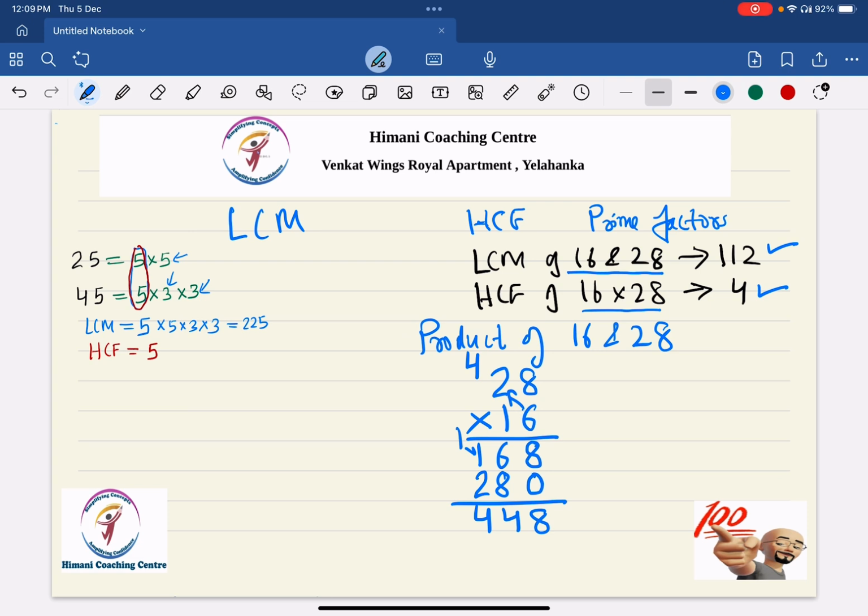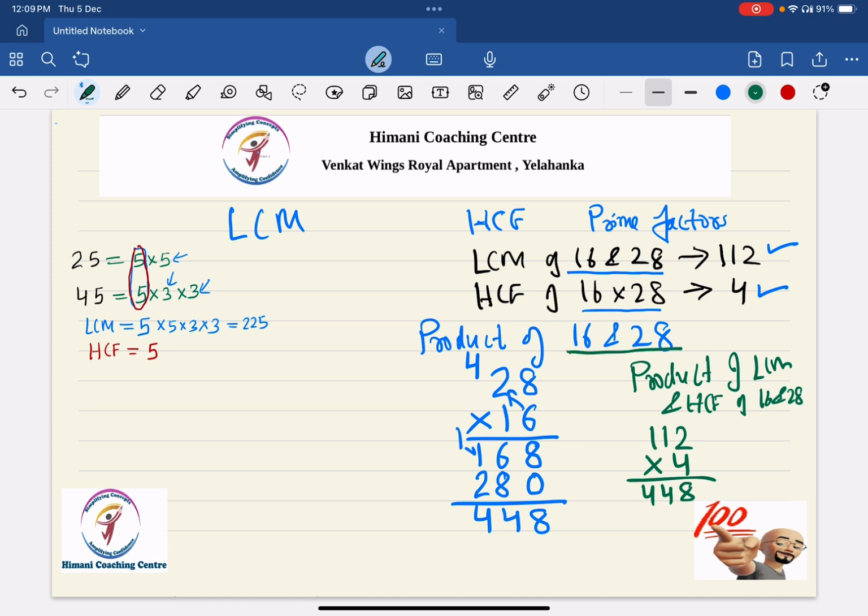Okay. Now, let us find the product of LCM and HCF of 16 and 28. So what was the LCM? 112. What is the HCF? 4. So what is the product? Let's do that. 4 times 2 is 8. 4 ones are 4. 4 fours are 4. Kids, now can you see the product of 16 and 28 and the product of their HCF and LCM is equal, and that is a rule. Okay. What is the rule? The product of two numbers is always equal to the product of their LCM and HCF.